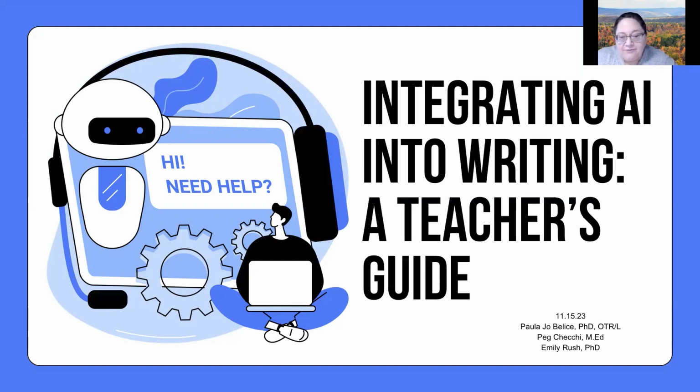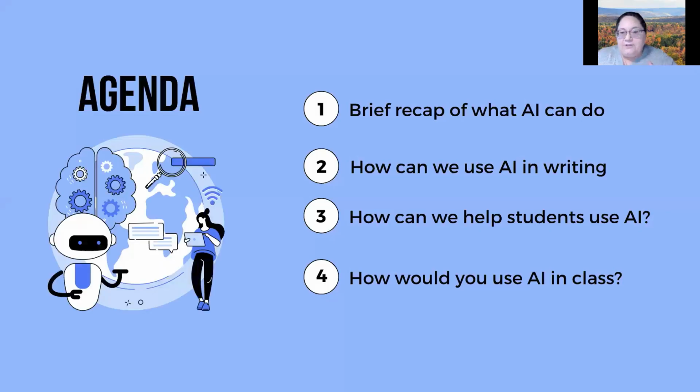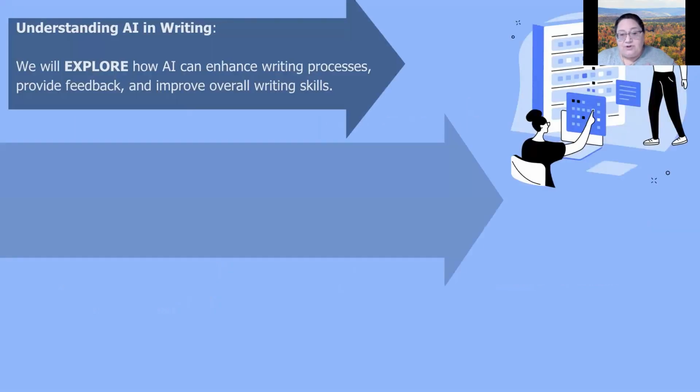Our agenda for today, really quickly, is a brief recap of what AI can do. How can we use AI in writing? How can we help our students to use AI effectively and responsibly? And then, most importantly, how would you use it in your class? We're going to hopefully cover some of that, tips and tricks.